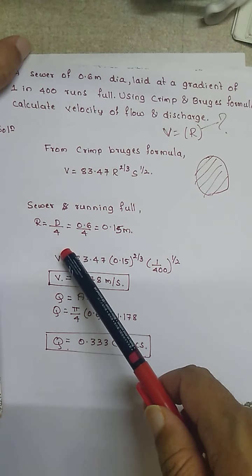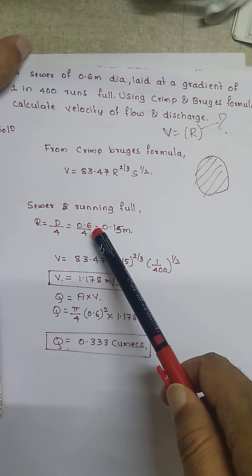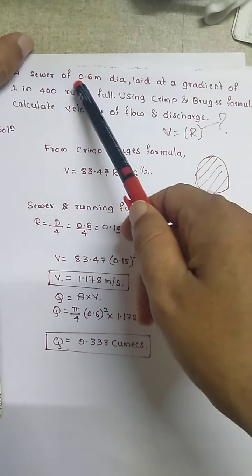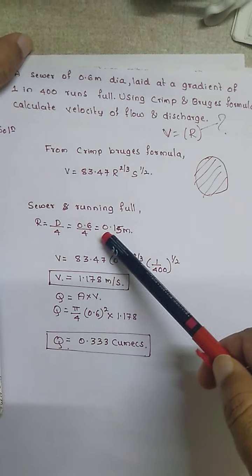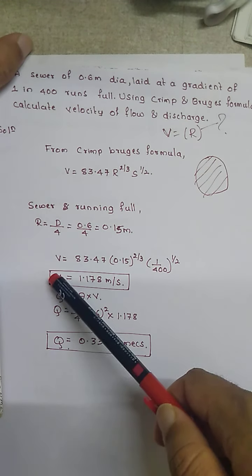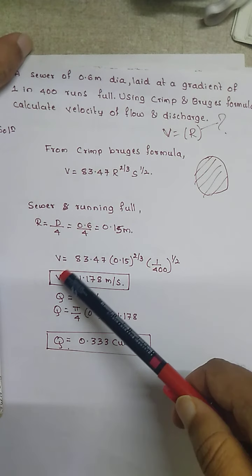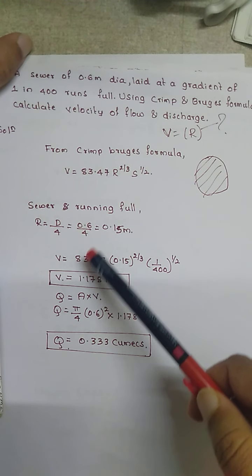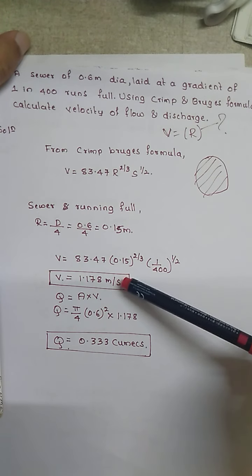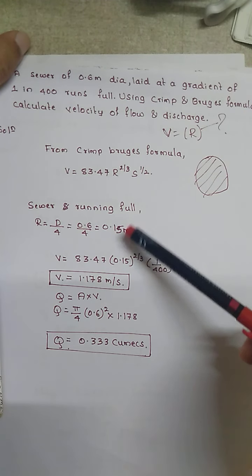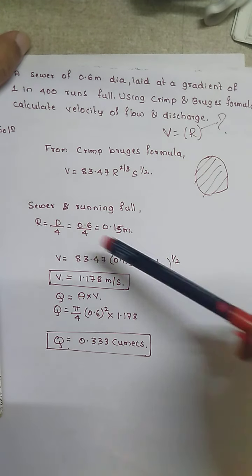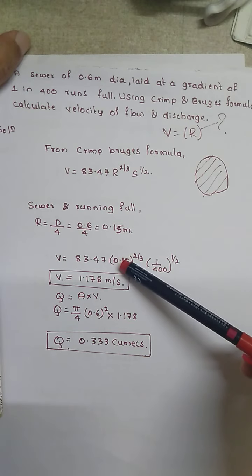R is equal to d by 4, that is 0.6 by 4, because the diameter is already given as 0.6. So it is 0.6 divided by 4, and you are going to get 0.15 meter. Then we are going to determine V by the Crimp-Brooks formula: 83.47 r^(2/3) s^(1/2). The r value you have already calculated is 0.15, so we replace 0.15 here.